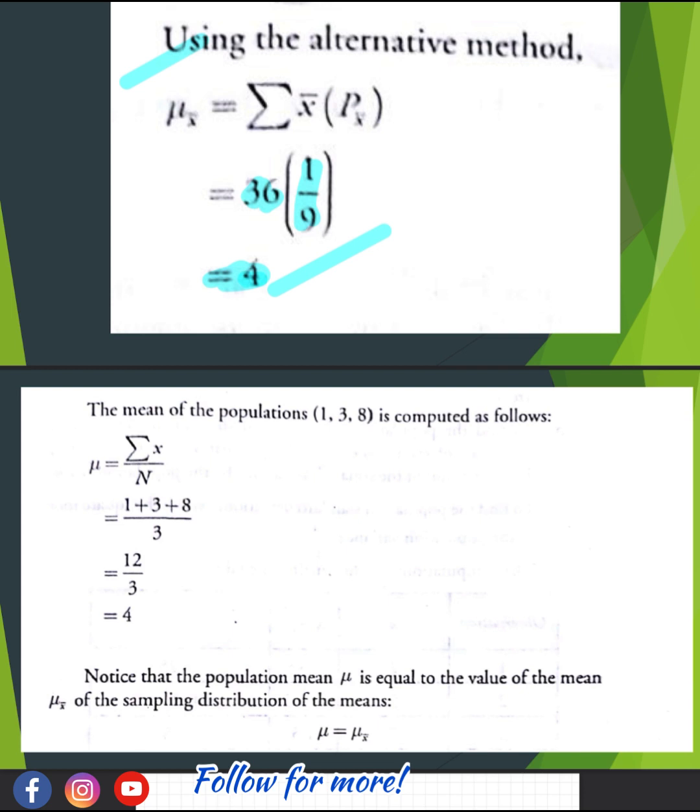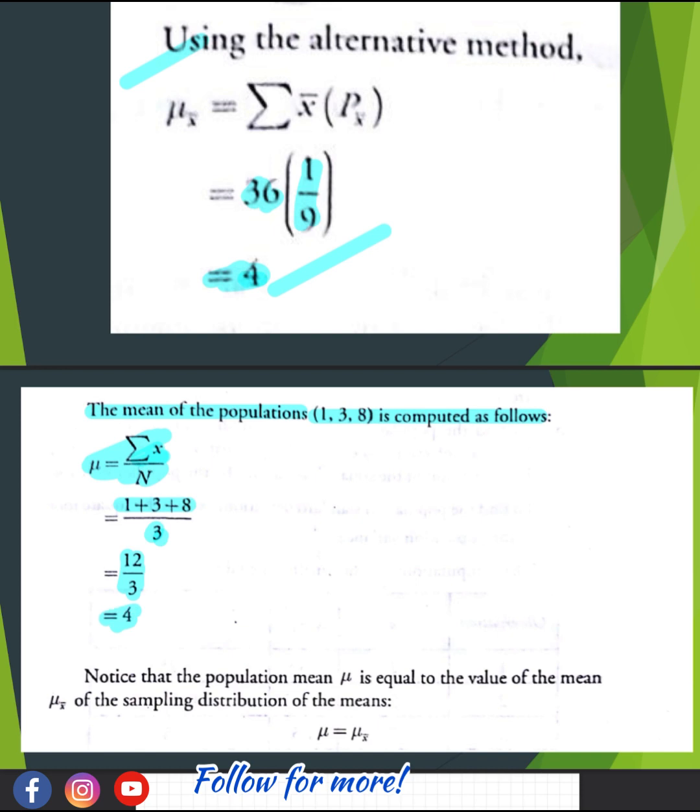Compute the mean of the population. Take note that the population values are 1, 3, and 8. So, you can compute using this formula. Mu is equal now to the summation of x over n. So, what is the summation of x? That is 1 plus 3 plus 8. And our population size is equal to 3, meaning there are 3 values in the population. Okay? And that is now 12 over 3 equal to 4.